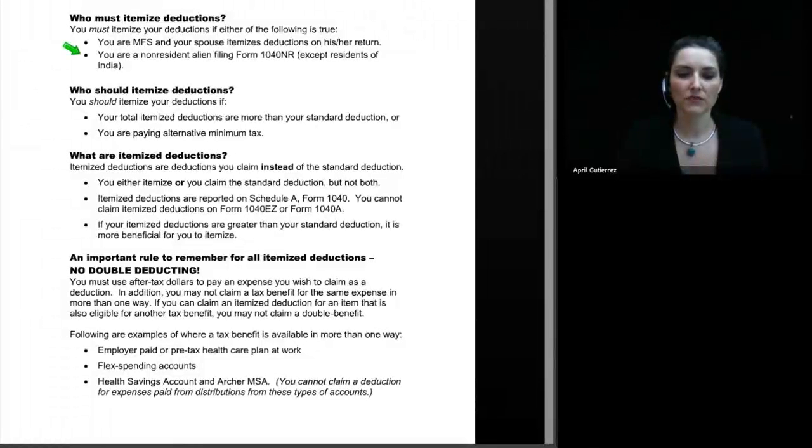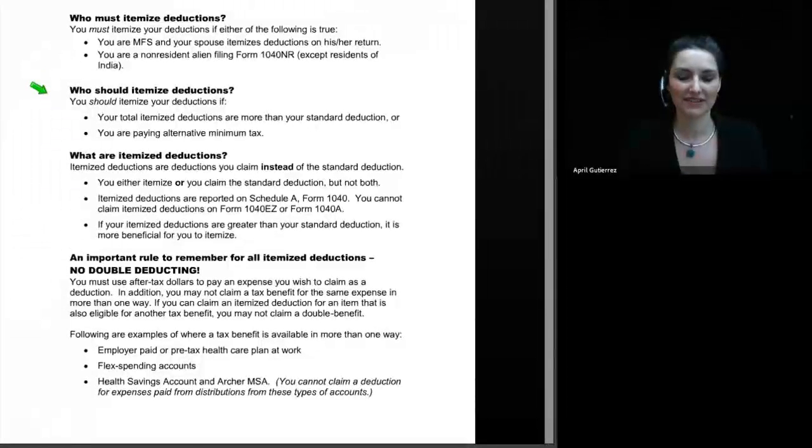The next one is if you are a non-resident alien filing Form 1040-NR. 1040-NR actually has itemized deductions built into it. It does not allow for or provide for a standard deduction. However, there is a tax treaty between the United States and India, and certain residents of India get a standard deduction on 1040-NR, but only residents of India.